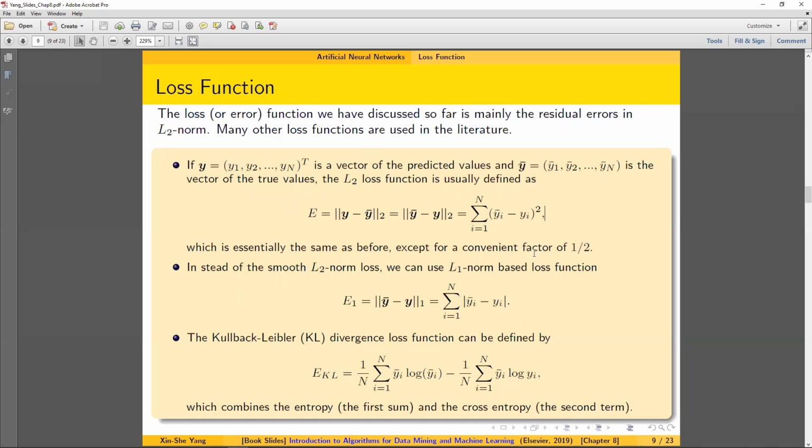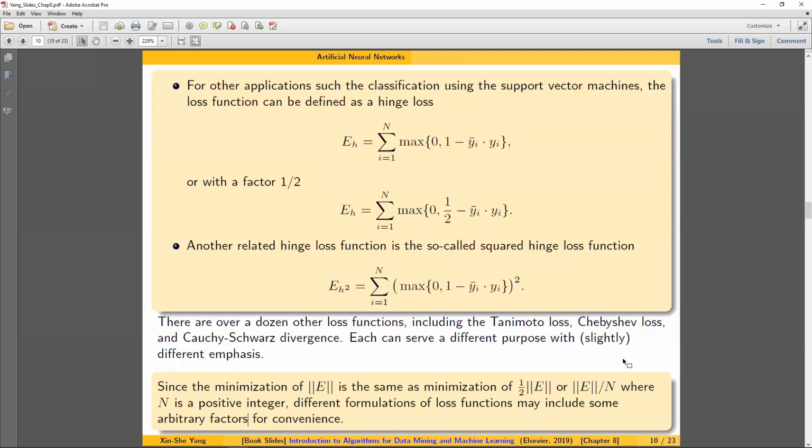The second one is, instead of L2 norm, we can use an L1 norm based loss function. It could also be KL divergence, which we discussed earlier in the semester, which combines entropy and the cross entropy for the second term. That is the KL divergence loss function. There could be other flavors as well.